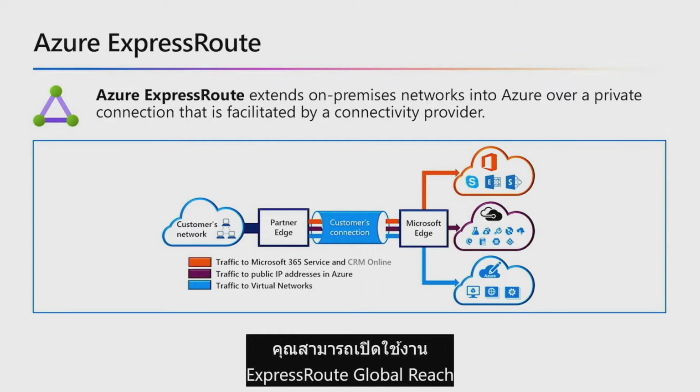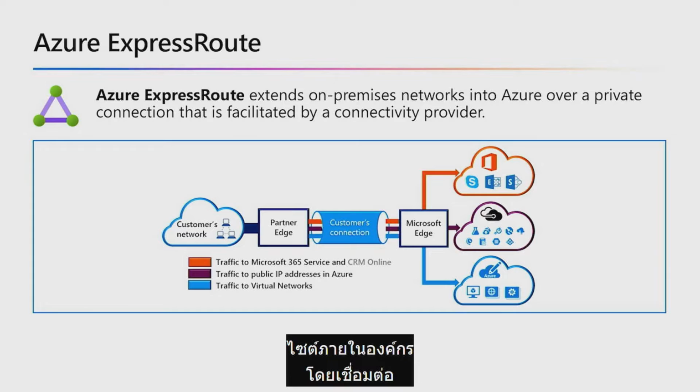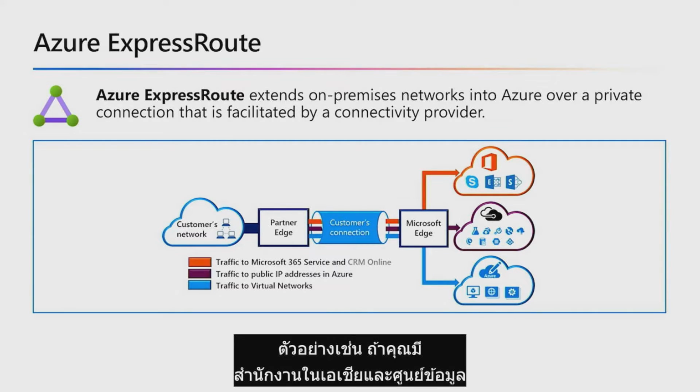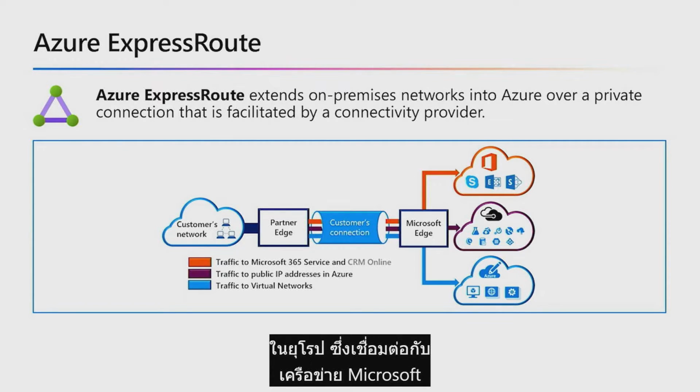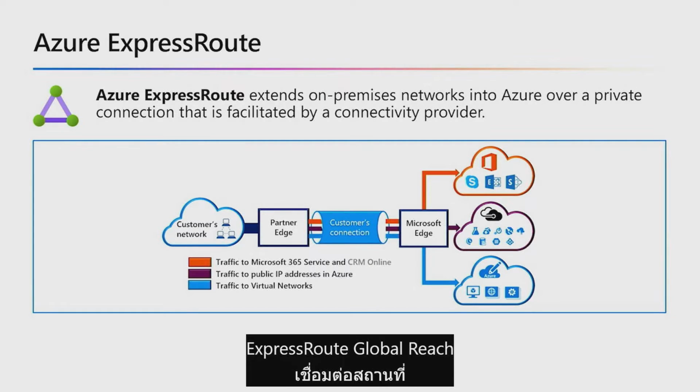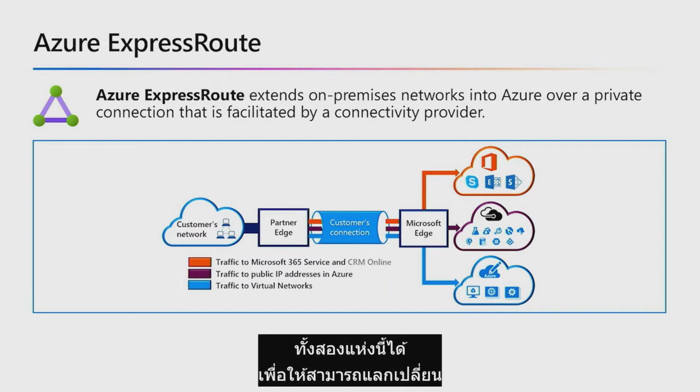You can enable ExpressRoute Global Reach to facilitate data exchange between on-premises sites by connecting them through your ExpressRoute circuits. For example, if you have an office in Asia and a data center in Europe, both connected to Microsoft's networks through ExpressRoute, you can use ExpressRoute Global Reach to connect these two locations so they can exchange data without going through the public internet.